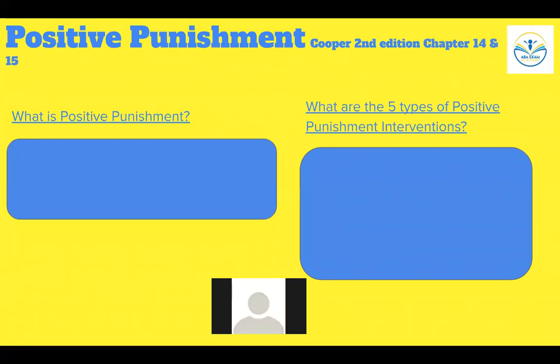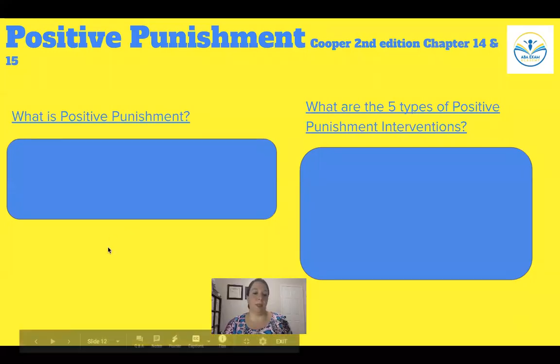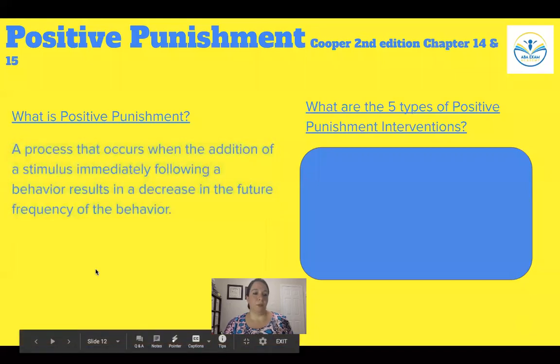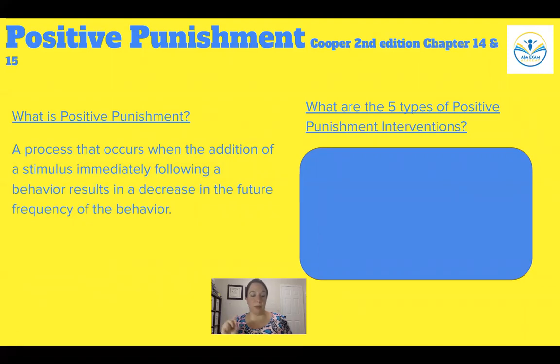When you're adding a stimulus instead of taking away a stimulus, that decreases the behavior. Perfect, you said it. Okay, so it is a process that occurs when the addition, that's the most important part, the addition of a stimulus immediately follows a behavior which, like we said in punishment, results in a decrease in the future frequency of the behavior.